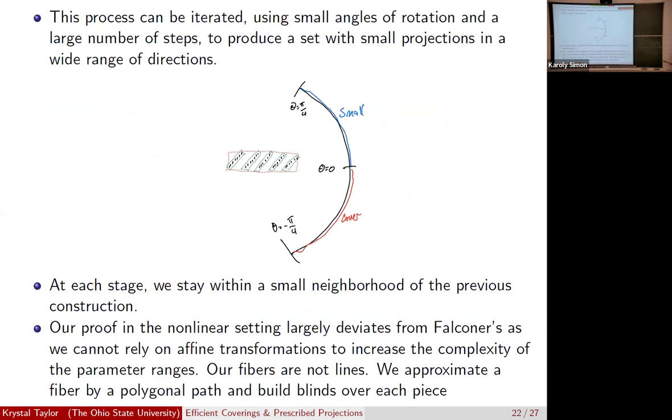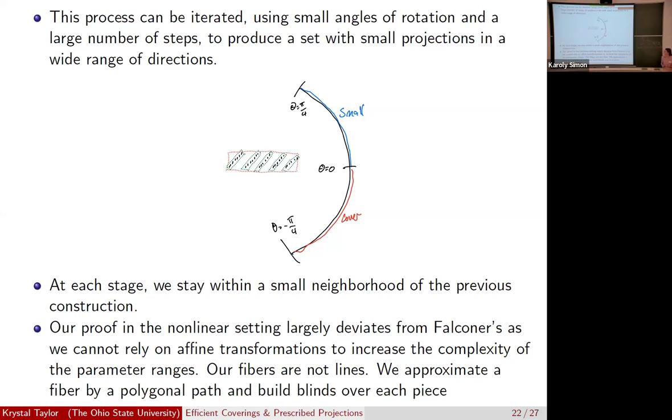Okay. So this process can be iterated using small angles of rotation and a large number of steps to produce a set with small projections in a wide range of directions. So this gives us control over our projections, and we can use these things as building blocks to make our dust set. Okay, so at each stage, again, we stay within a small neighborhood of the previous construction so that we're continuing to improve our set. Okay, so I'm really selling this here.